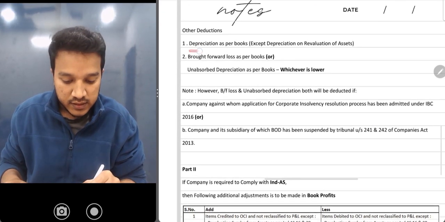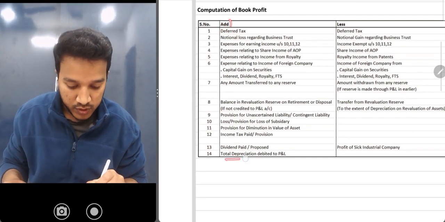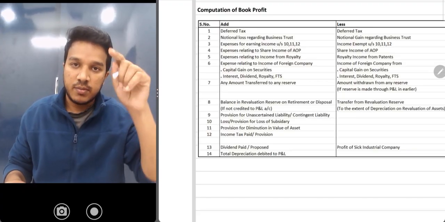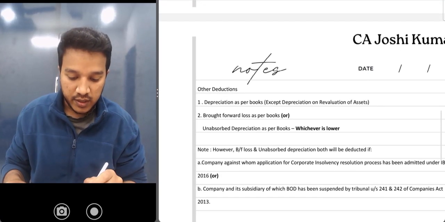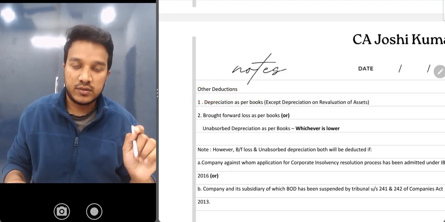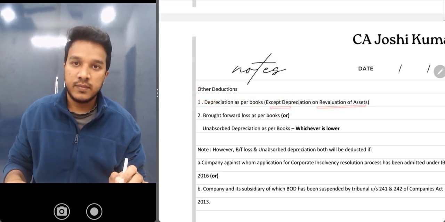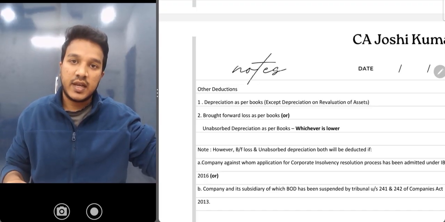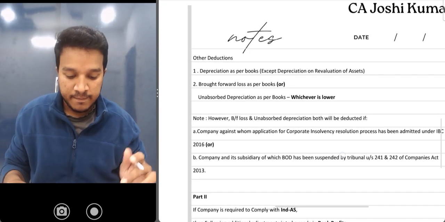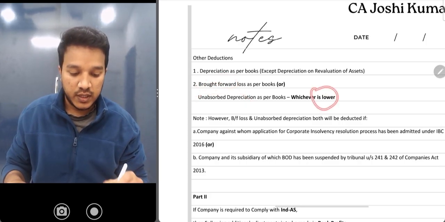See other deductions, depreciation. Here you are adding back the depreciation, right? Under add, total depreciation debited to P&L, you are adding back. That is Companies Act depreciation only. Here you are reducing other deductions, depreciation you are reducing. This is also Companies Act only. But here there is one adjustment, except depreciation on revaluation of asset. In case there is any revaluation of asset and there is depreciation on that, you will not reduce. Got it? Next one, brought forward loss or unabsorbed depreciation, whichever is lower you will consider.